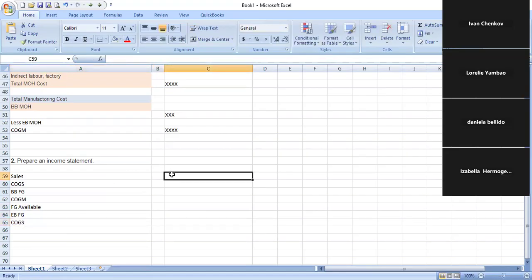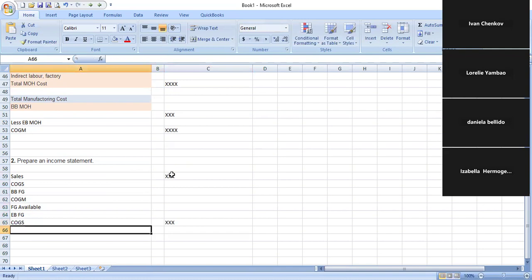So we're going to have sales here. We're going to have cost of goods sold. And the next thing that we're going to have is the gross margin. That will be the traditional income statement, gross margin. Once we get the gross margin, then we're going to have operating expense.